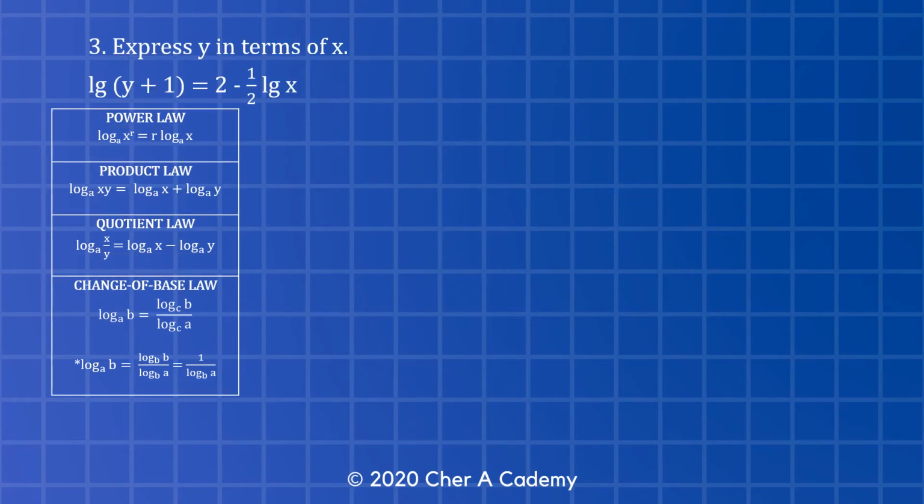Question 3. Express y in terms of x. So I have common log y plus 1 equals 2 minus half common log x. So the thing about this question is we have a little problem here because this is not in log form. So we'll probably have to change it to log form. Okay, so let's do that now. I have common log y plus 1 equals this, which we need to find now, minus half common log x.